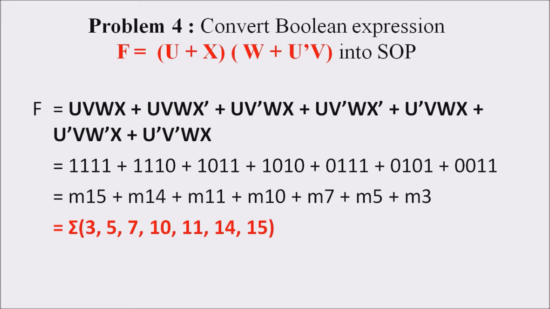So the given Boolean expression F = (U + X)(W + U bar V) is equivalent to the sum of min terms, or the sum of products, sigma 3, 5, 7, 10, 11, 14 and 15. Dear students, hope you have understood this example. Kindly go through this assignment question.